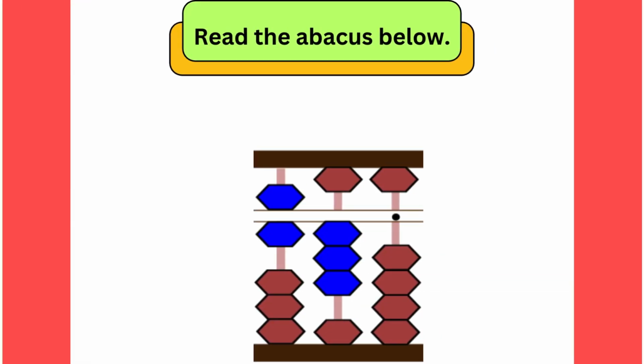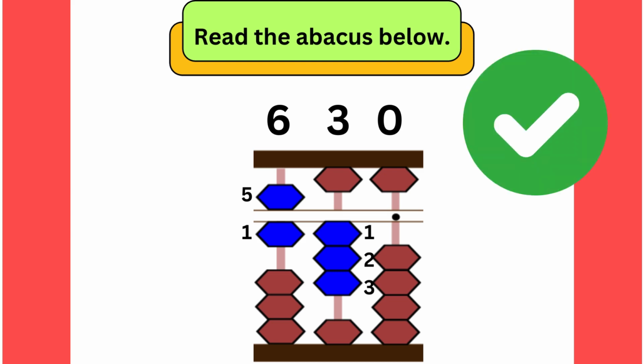This is the last one with a 3-digit number. What number does it show on the abacus below? Starting from the hundreds column, there is 1 upper bead and 1 lower bead attached to the bar. 3 lower beads are attached to the bar in the tens column, and none in the ones column. Therefore, the abacus shows 630.